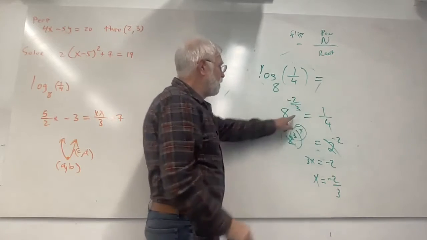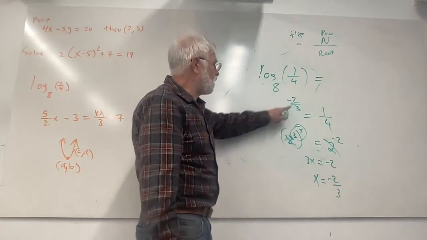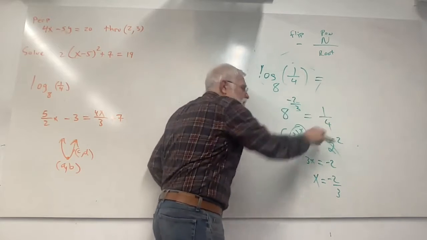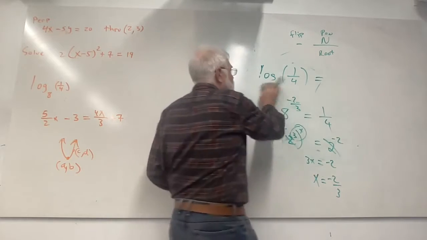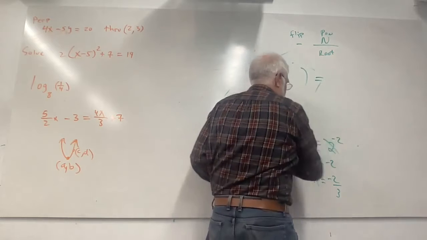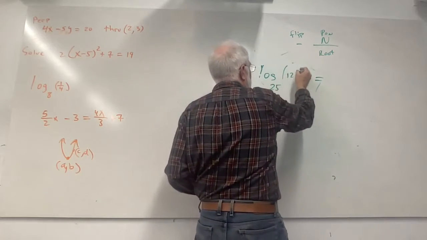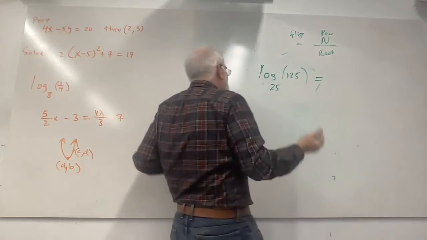So let's go back and let's put -2/3 in. What would I do? I would take the cube root of 8, which is 2. I would square it as 4. What's the reciprocal of 4? 1/4. Let's try some more.